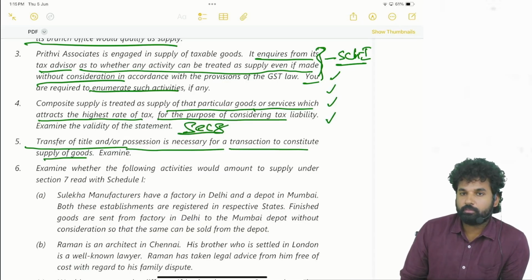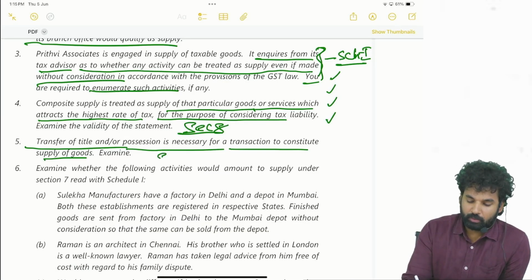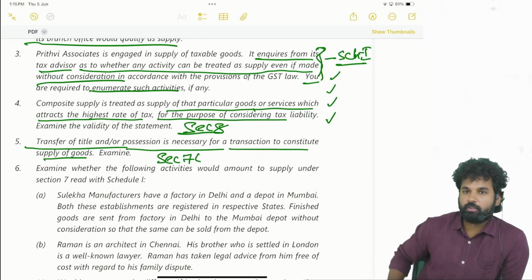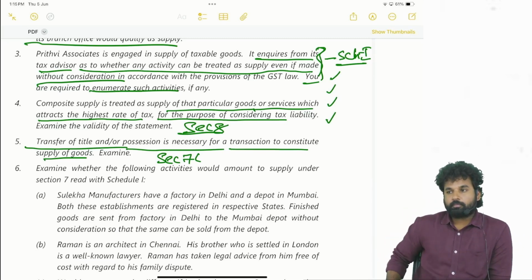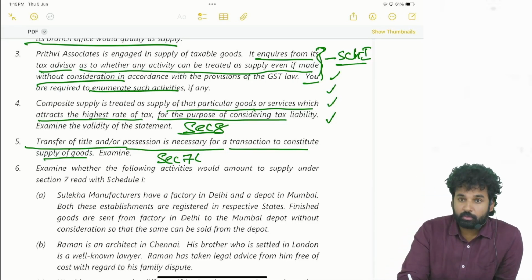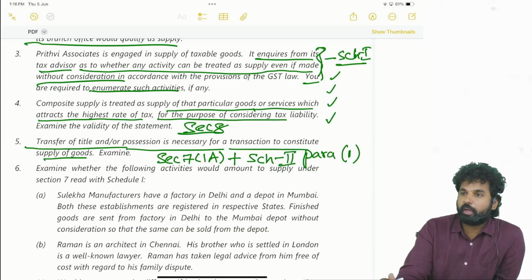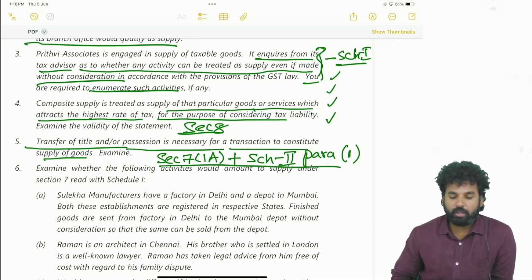Question is with respect to section 7, subsection 1A, read with Schedule 2. In that, Para 1: transfer of title in goods, transfer of right in goods. Correct? Para 1. Okay. Go through the answer.